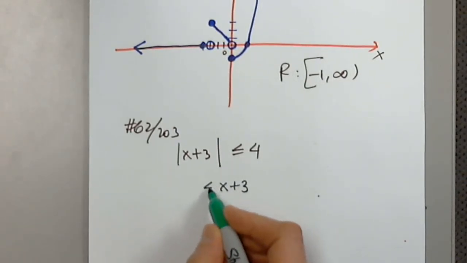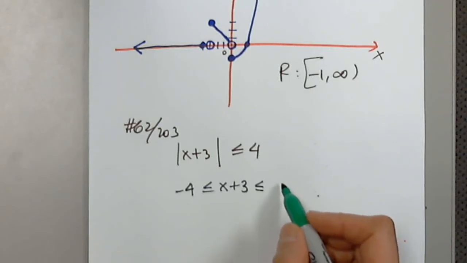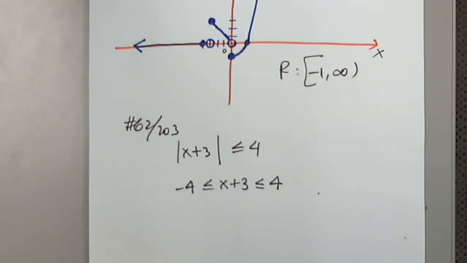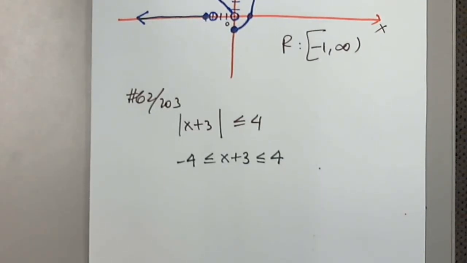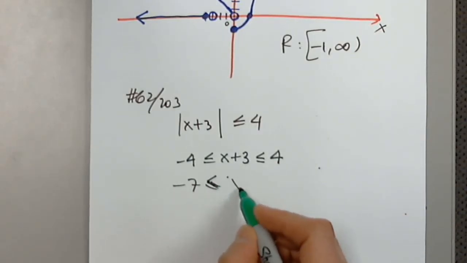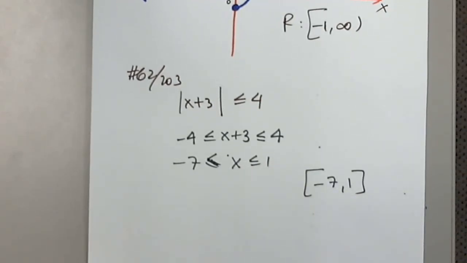x plus 3 is between -4 and 4. 4 or less. What is the only step that I have to perform here? Subtract 3. Very good. So this is it. -7, 1.